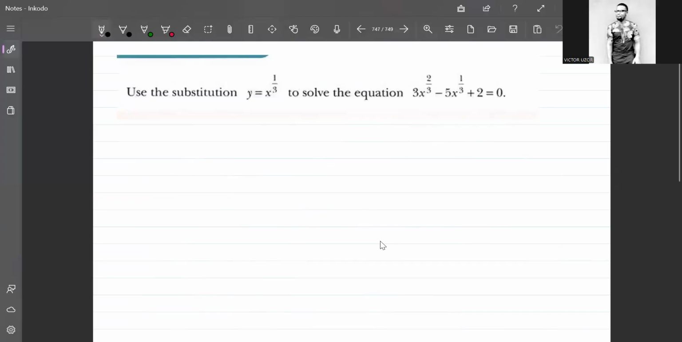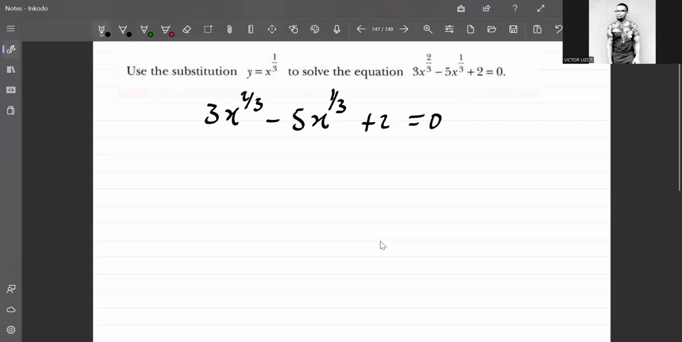Look at this particular example. Another way the complex quadratic can come out is in the form of this. But this particular one is actually very easy because they already told you what to do. They say use the substitution y is equal to x to the power 1 over 3. The question is 3x raised to the power 2 over 3 minus 5x raised to the power 1 over 3 plus 2 equals 0. This is another complex quadratic equation.